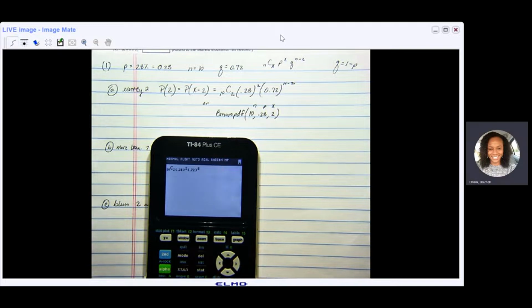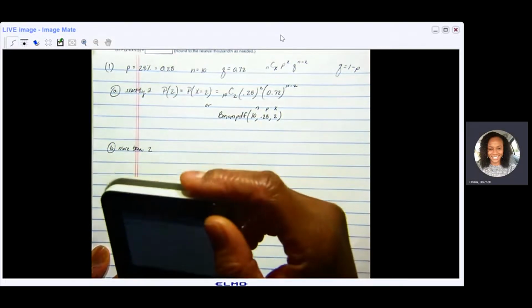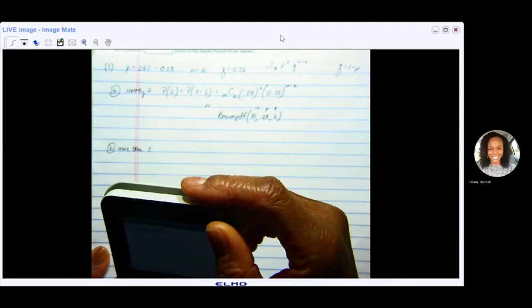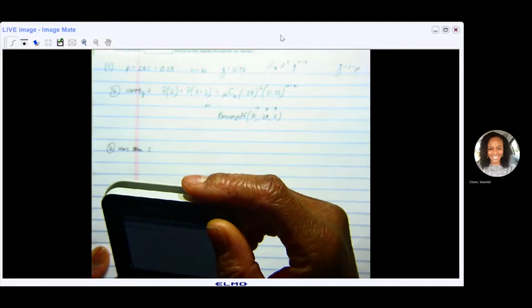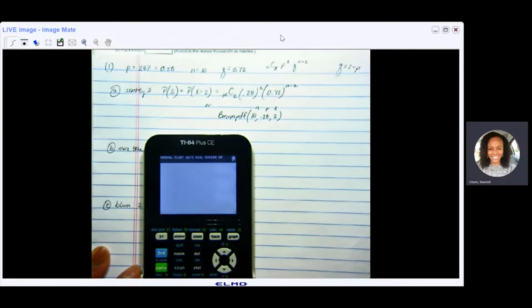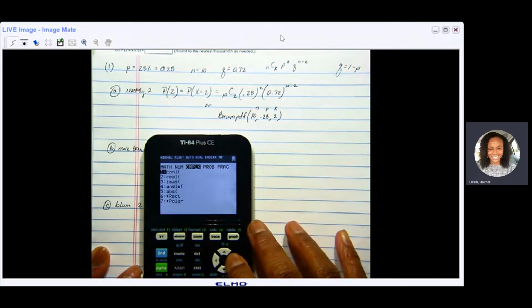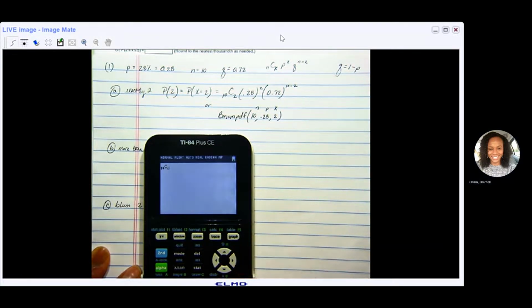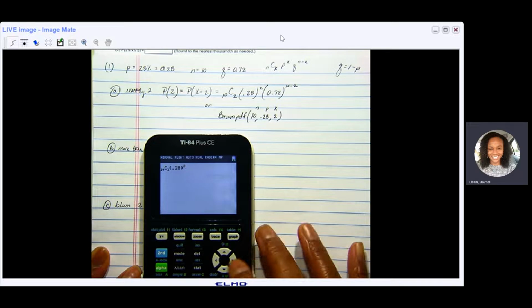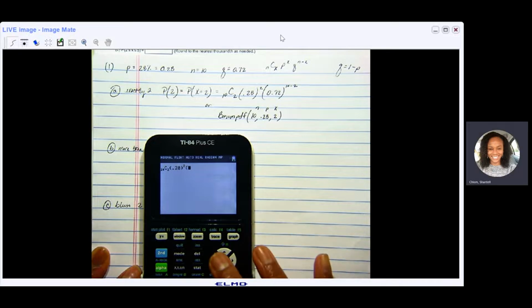Uh-oh, what did I do? Am I still in the exponent? I am. I didn't go out of that. I'm in the superscript still. Okay, now arrow up to get out of that. Then 0.28 raised to the second and 0.72 raised to the 8. There we go.